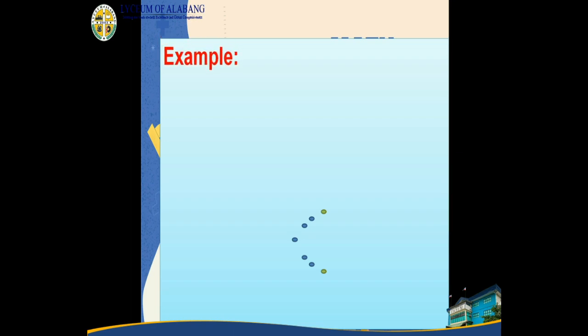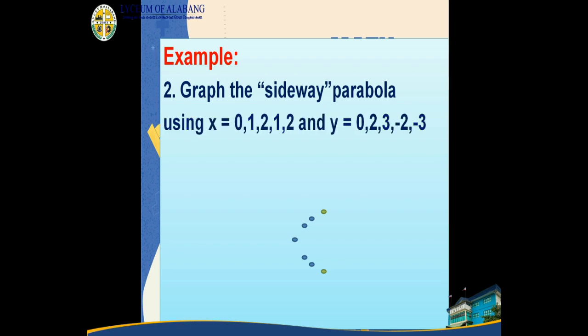So here's another example of a relation that is not a function because it fails the vertical line test. Number 2, graph the sideways parabola using the x values which are 0, 1, 2, 1, and 2, and the y values which are 0, 2, 3, negative 2, and negative 3.